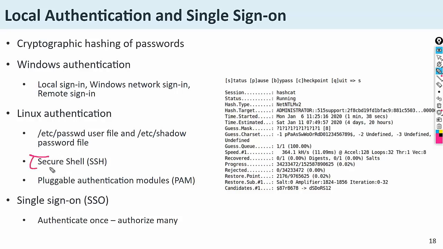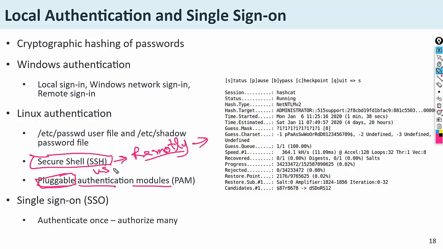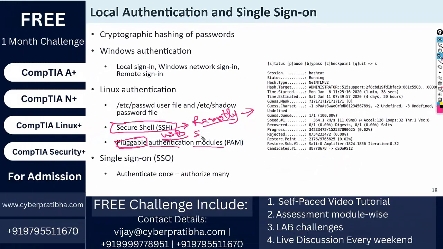When we access a system remotely, we use secure shell to log in remotely on the remote computer. There is another type of authentication that happens in Linux. It is called PAM. PAM means pluggable authentication module. Pluggable means anything you can plug in, like a USB. You can plug in a USB, swipe a smart card, or use a fingerprint. All these physical things used for authentication are handled through PAM.